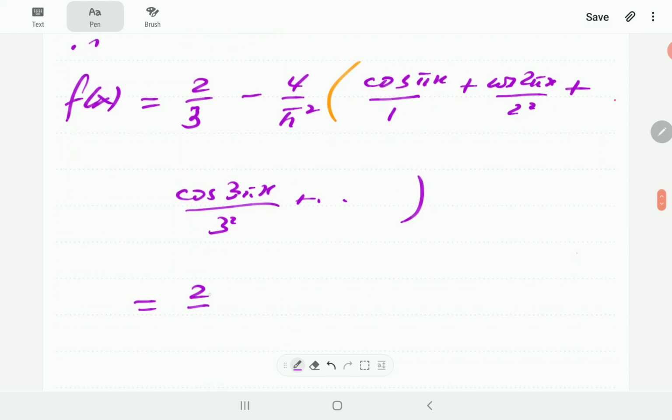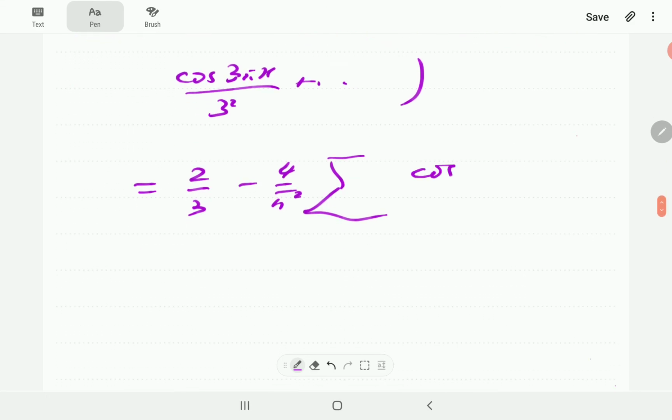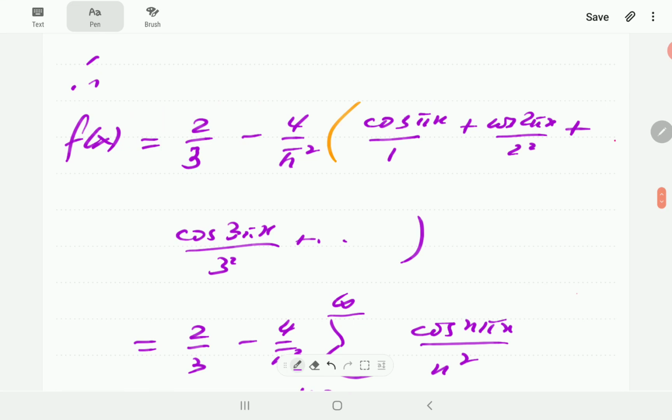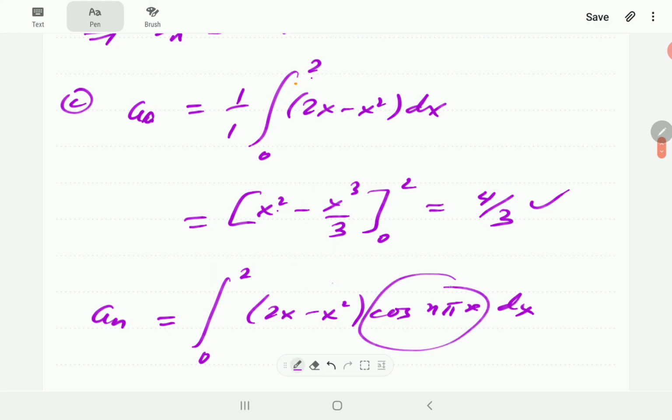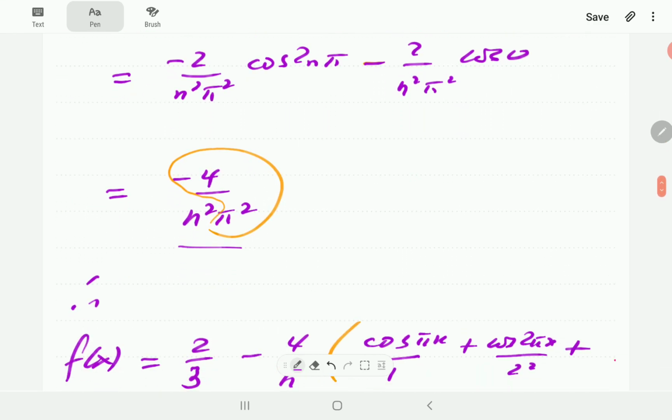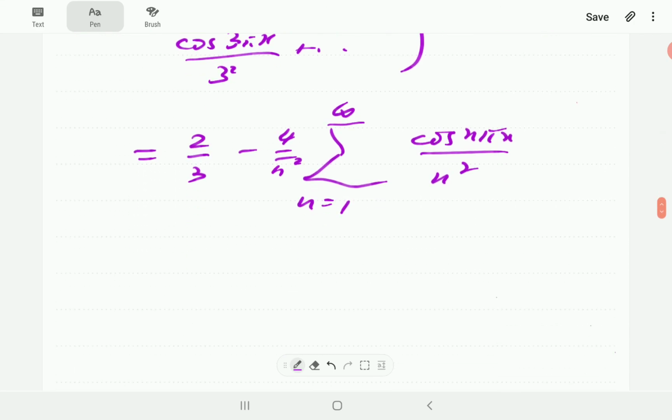We can write this in closed form. It's going to look something like this: cosine n pi x all over n squared, n ranging from 1 to infinity. So that's just this going with that there. All right, and so that is the end of that. In the next sequence of videos, we're going to look at the half range sine and cosine series, and the work we've done here is going to be important, of course.